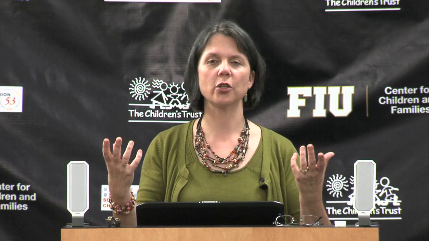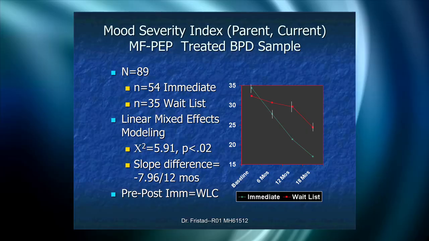Now this is the treated sample. First I showed you the intent to treat. That's the most conservative. Here's your most liberal analysis, where you take just those who completed treatment and look at their outcome, and you see a stronger crossover if you can see the lines there.